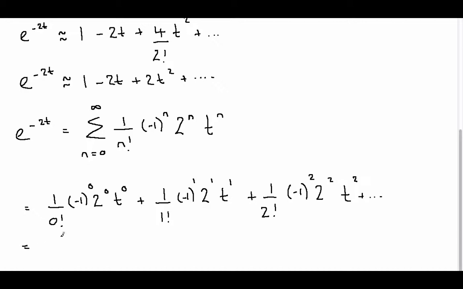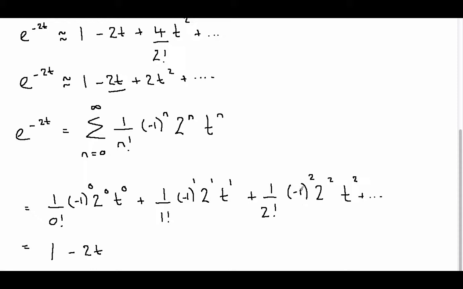And so we see that as 0 factorial is 1, minus 1 to the 0 is 1, 2 to the 0 is 1, t to the 0 is 1, so we just get 1. In this next term, 1 factorial is 1, minus 1 to the 1 is minus 1, so we end up with minus 2t, exactly what we had here.